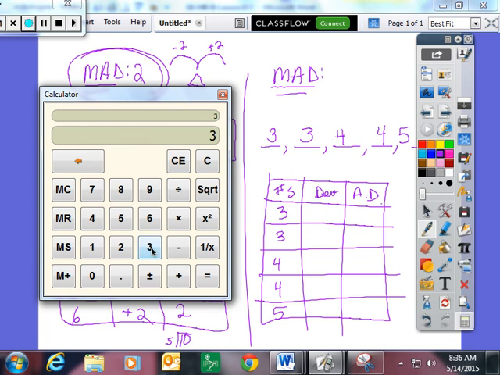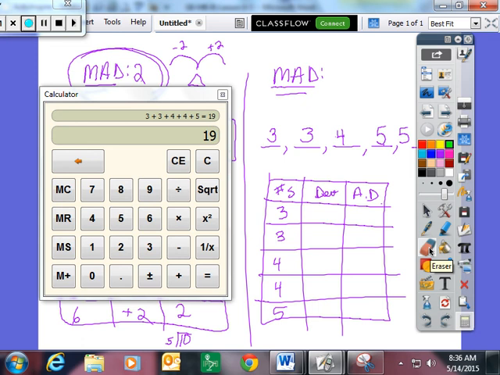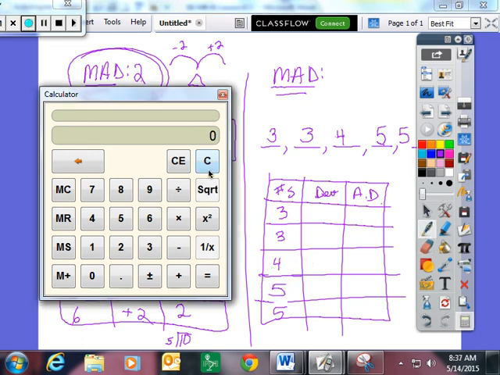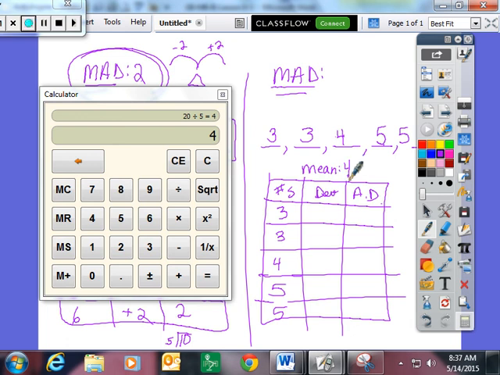So now I'm going to come over and I'm going to do the next one, the second set of numbers. I'm going to first find the average. Ooh, Mrs. Kramer is going to change one, because that's not going to work out for you, okay? Let's try again. 3 plus 3 plus 4 plus 5 plus 5 is 20. When you do 20 divided by the 5 numbers, that gives you a mean of 4.